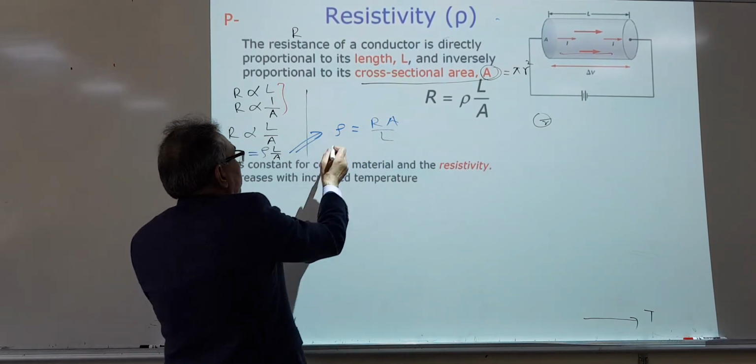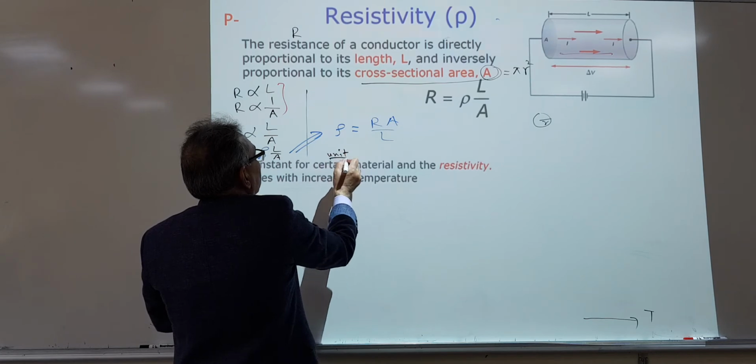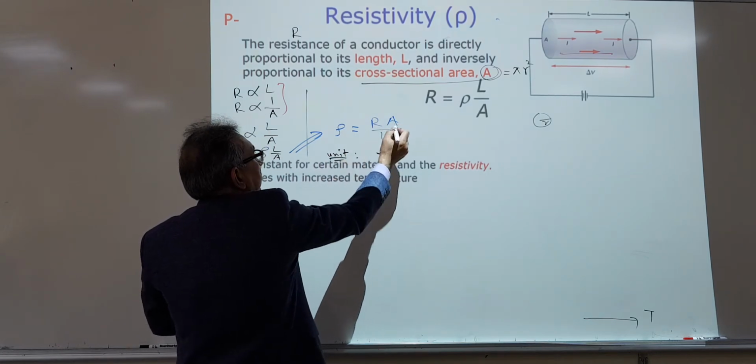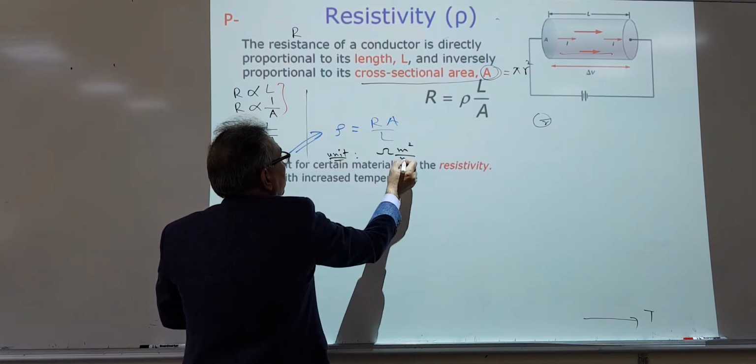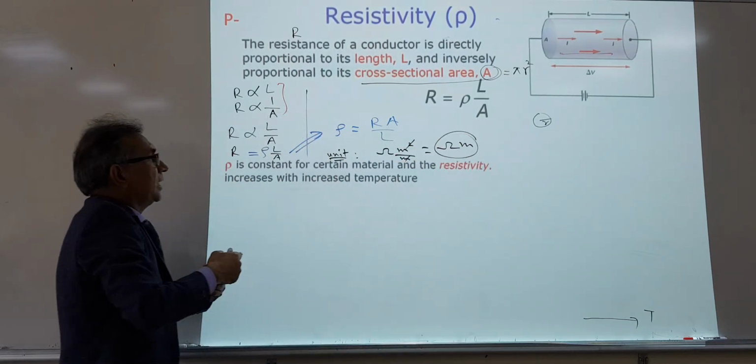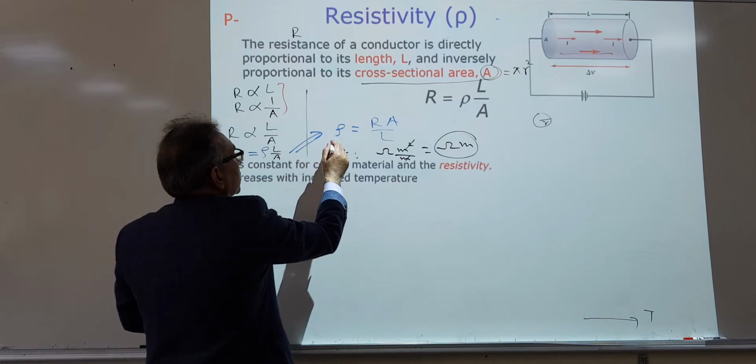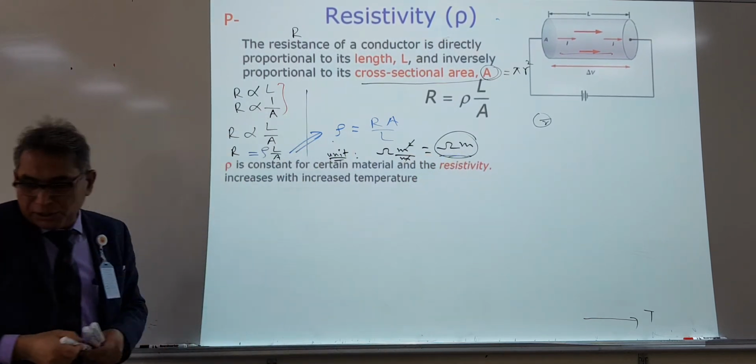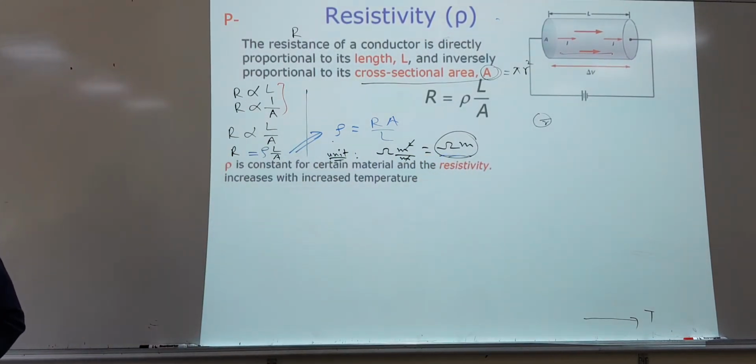The unit for this: ohm, area in meter square, over meter. So the unit is ohm meter. The SI unit for resistivity is ohm meter. Right.